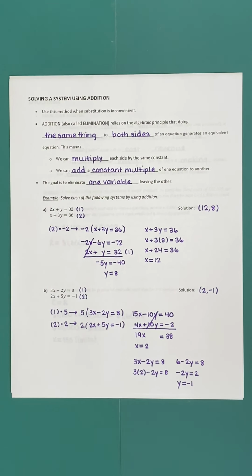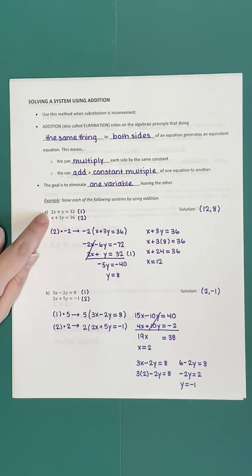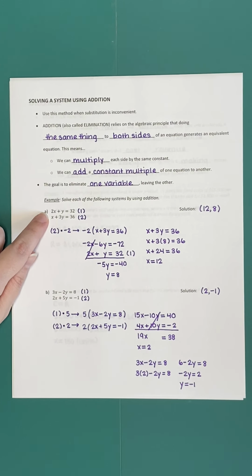So what we're going to do is pick a variable, either variable in either equation, and eliminate it. Specifically, I'm choosing to eliminate x. So we want to eliminate the x variable entirely.